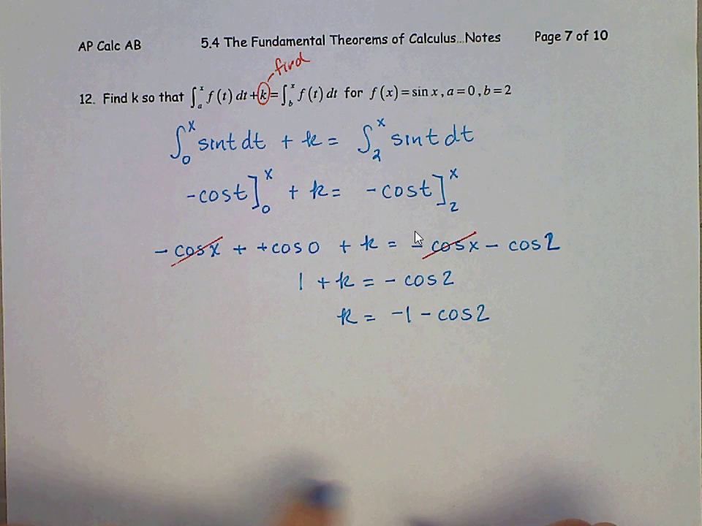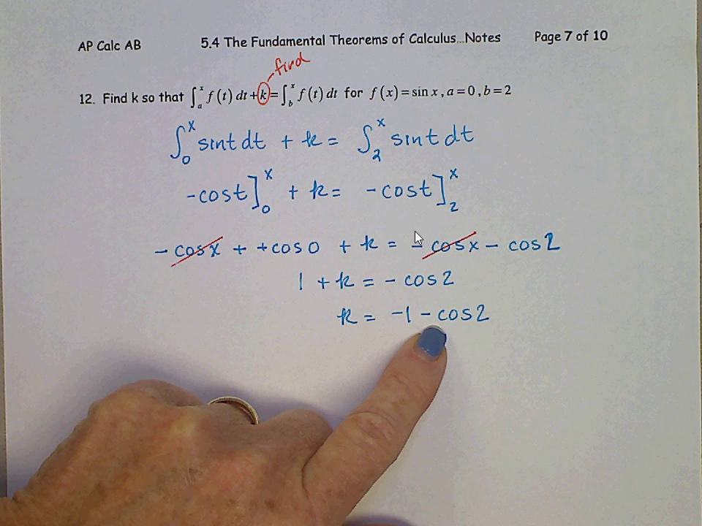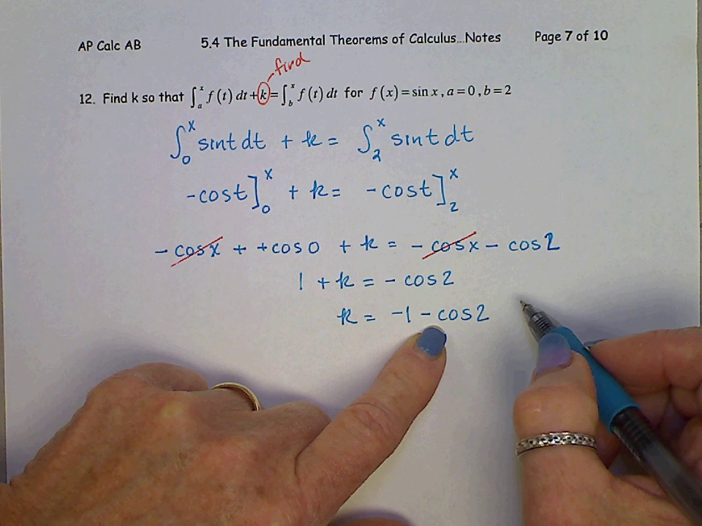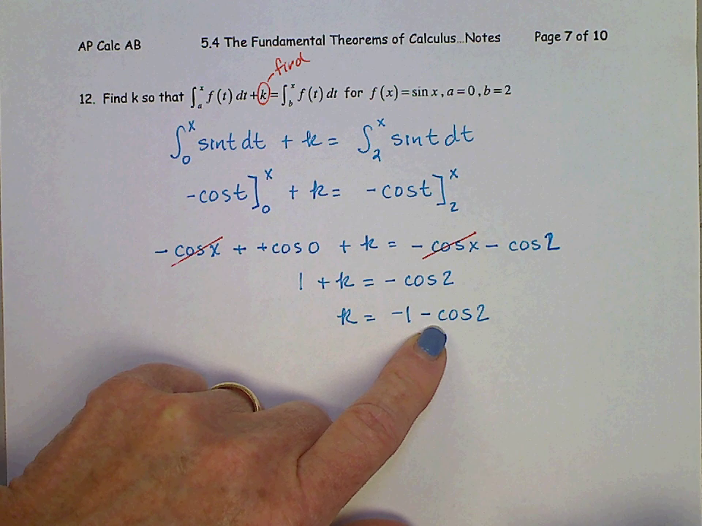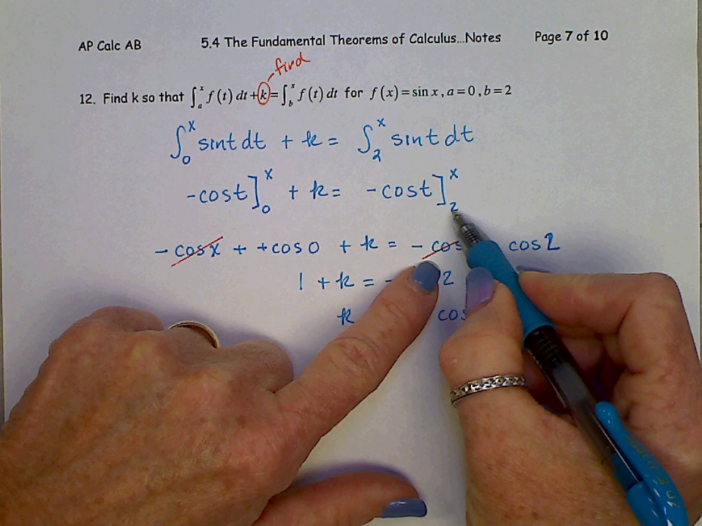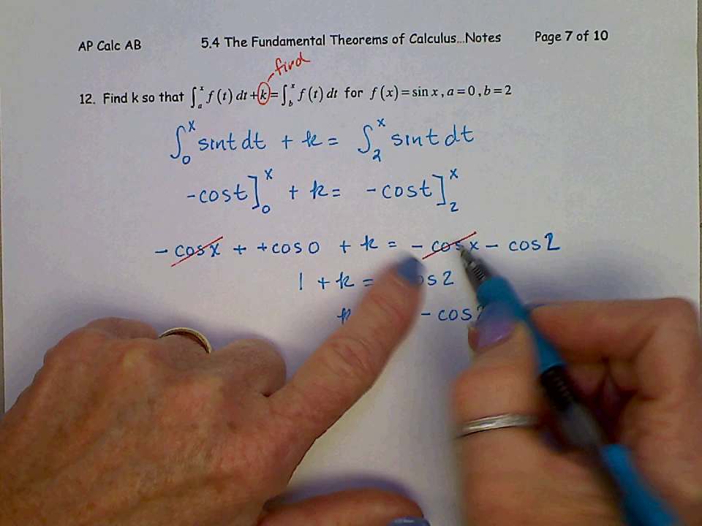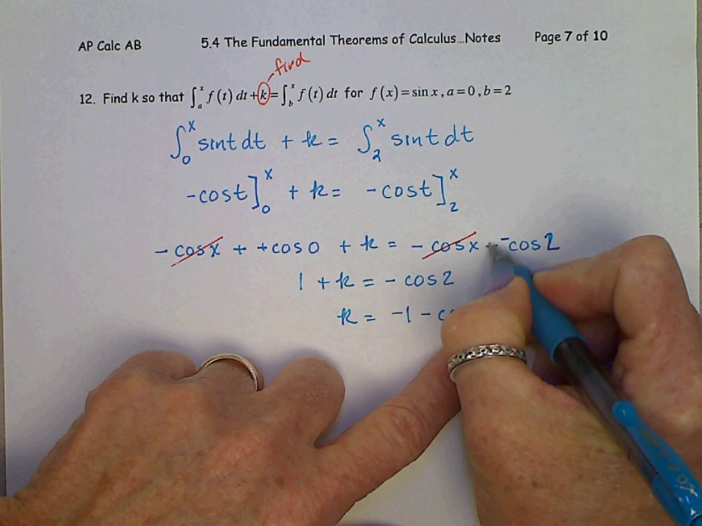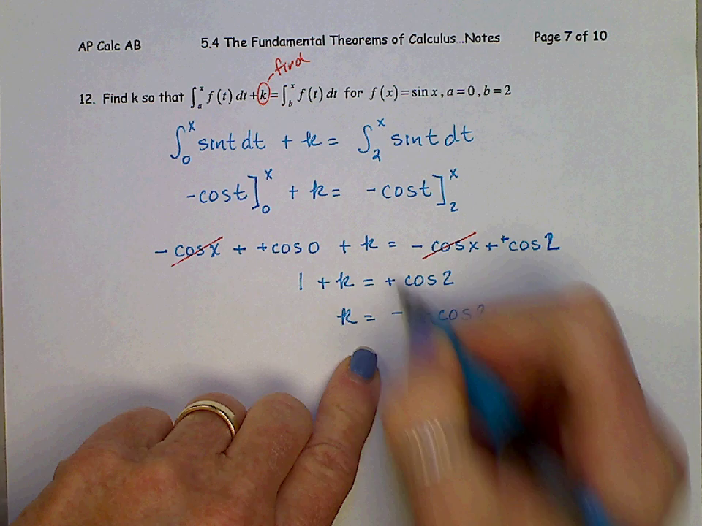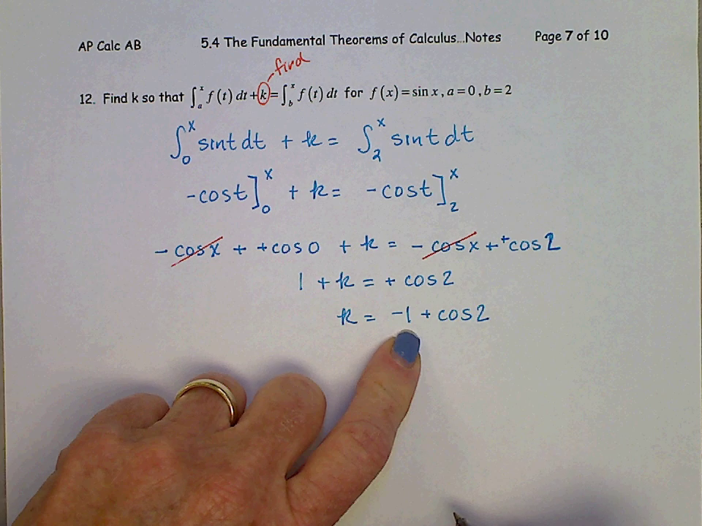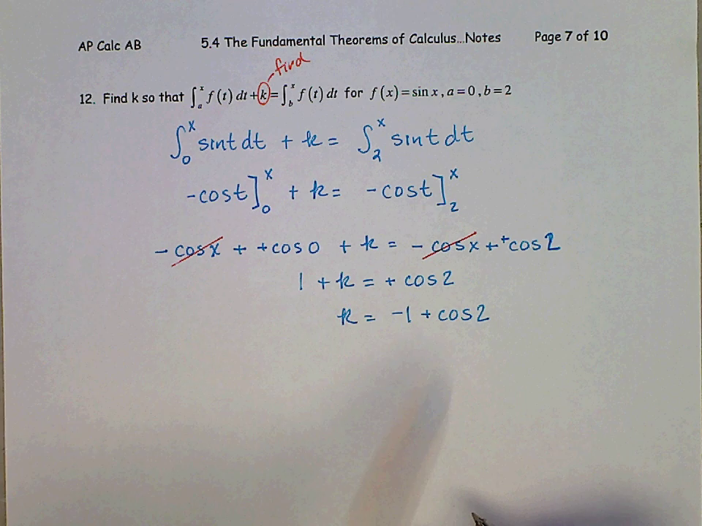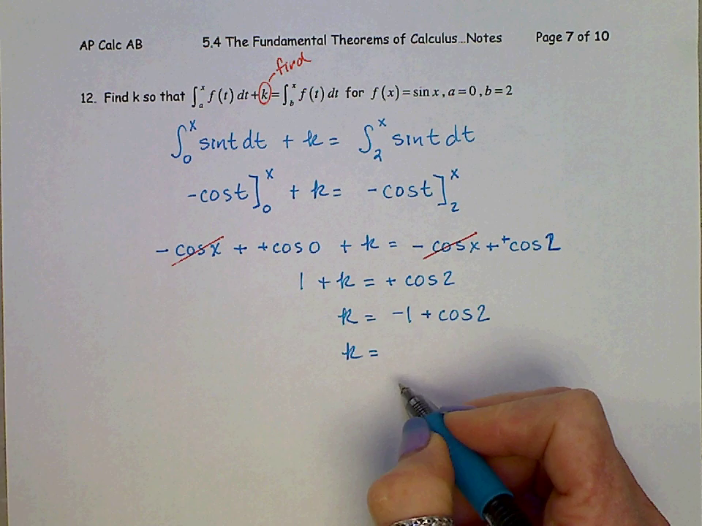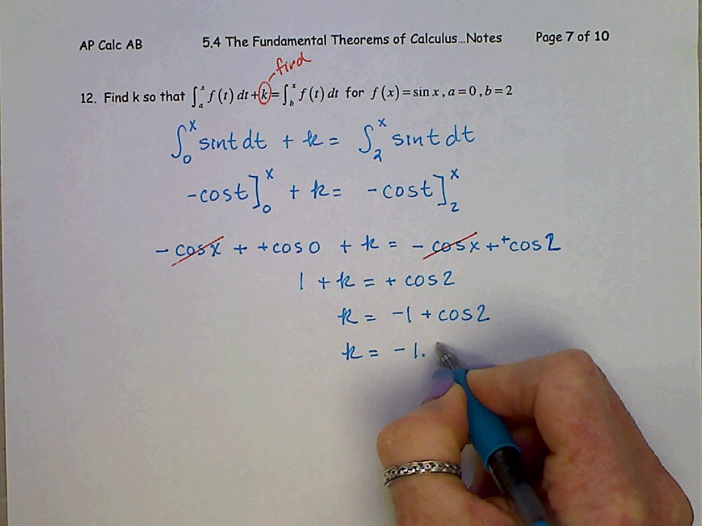Oops. See, I knew I had a problem with my answer here, and so I was pausing because I couldn't find my answer or find my mistake. But I just went back and I found it. Did you find it? Right here, when I substituted in the 2, this should have been negative cosine x minus a negative cosine 2, which makes this plus cosine 2. So that's positive, and we have negative 1 plus cosine 2. That's the correct answer. And when you zap this in your calculator, you will get that k is negative 1.416.